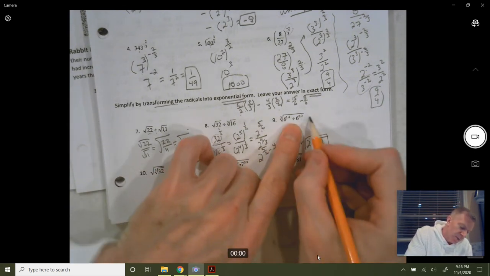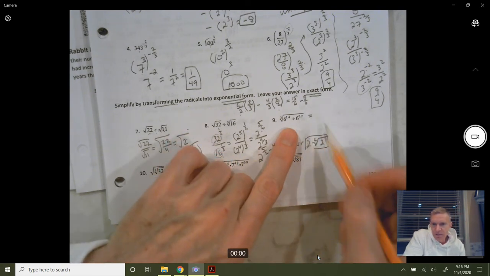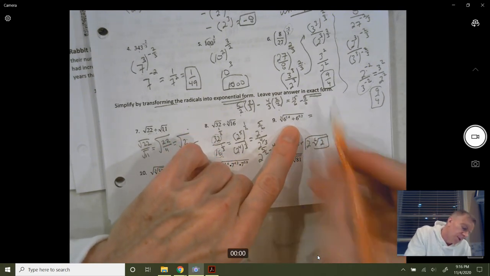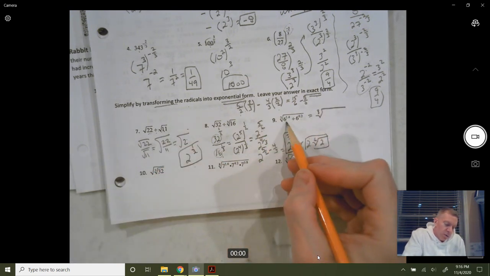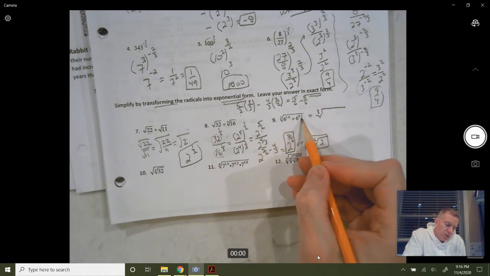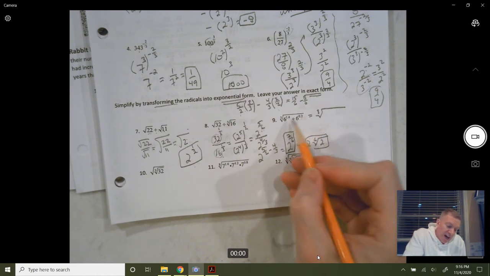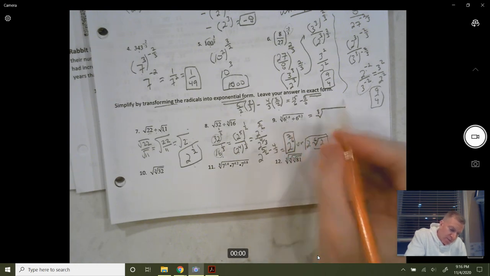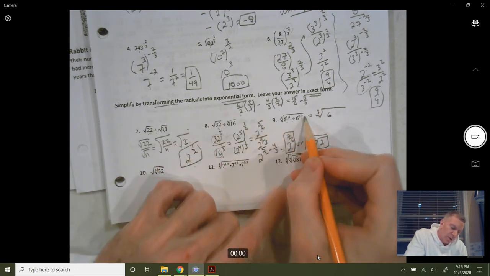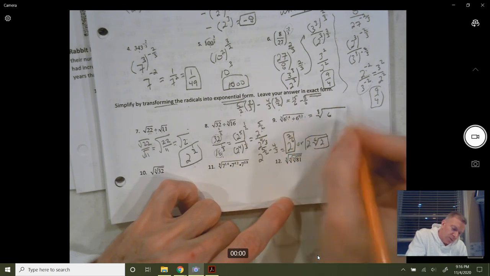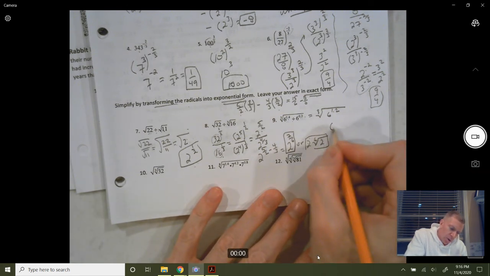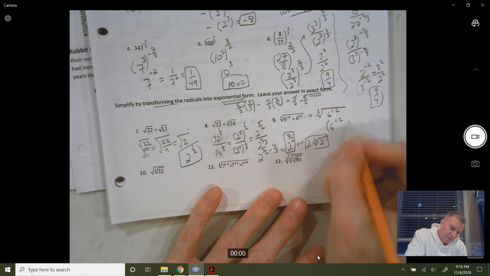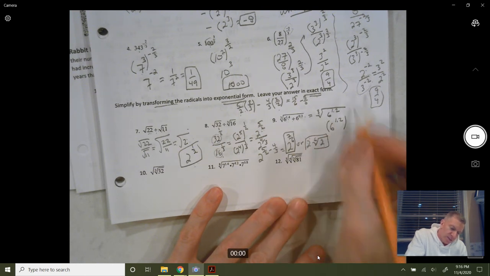I'm running out of space, but what's nice about this one, this looks like, oh, how the heck am I going to do that without a calculator? Well, let's look at this. We've got the cube root of 6 to the 1.4 divided by 6 to the 0.2. Okay, when we divide powers with the same base, we can leave the base alone and subtract the exponents. 1.4 minus 0.2 gives you 1.2. Okay, so now I've got 6 to the 1.2, and that's all under the cube root, so I raise that to the 1/3.